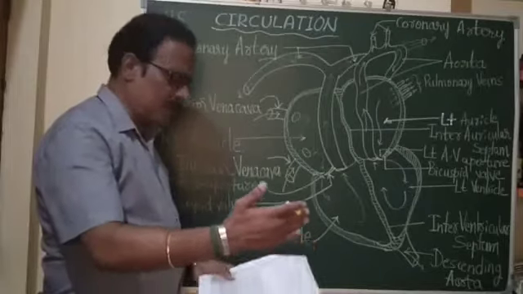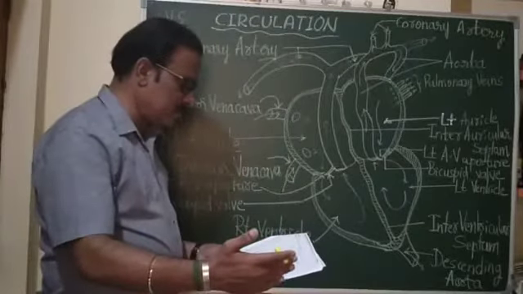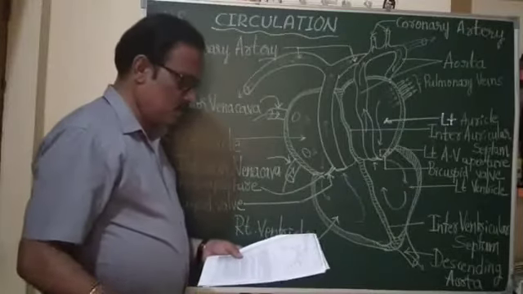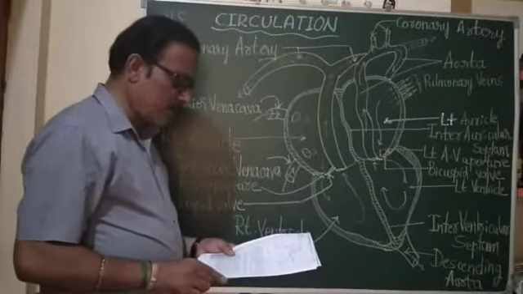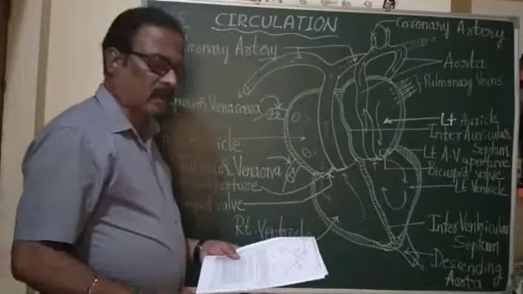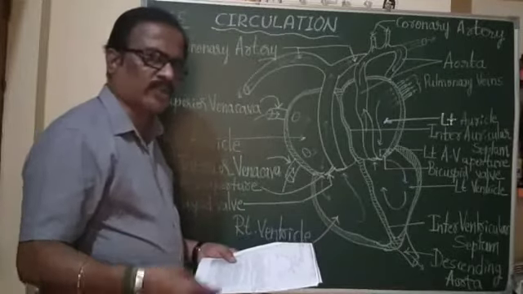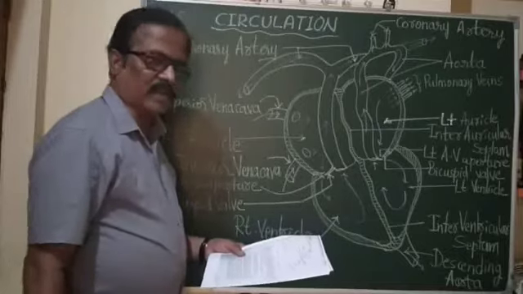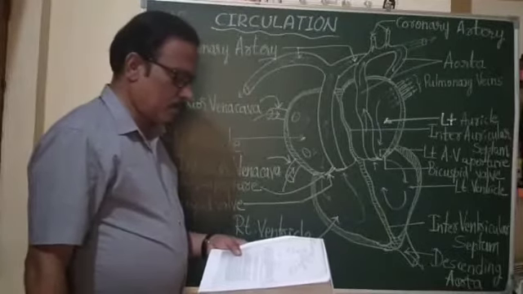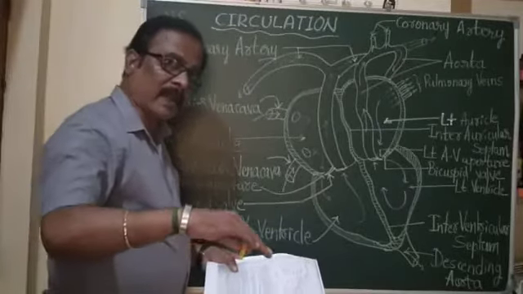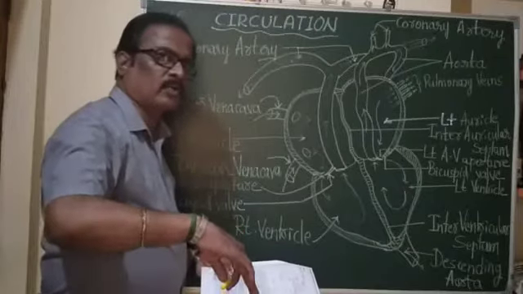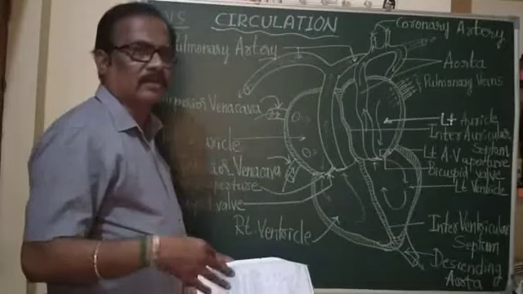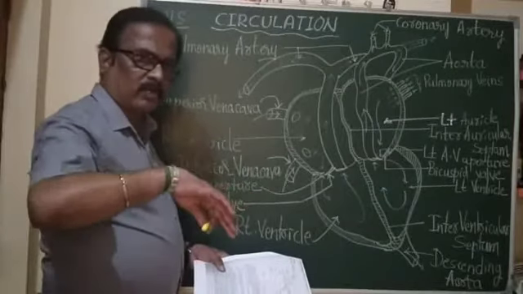Endocardium is a thin, shining and smooth layer, and myocardium is the middle one, which is thick and provided with cardiac muscles, and epicardium is the outermost layer and that is thin. This epicardium reflects to give rise to pericardium, the outer covering of the heart.